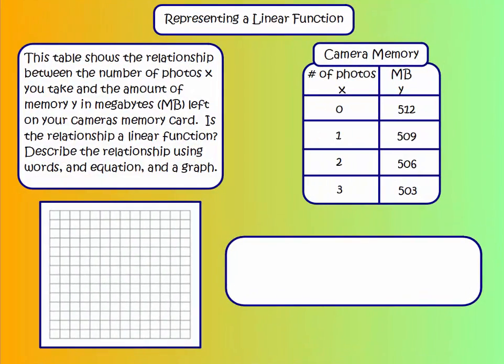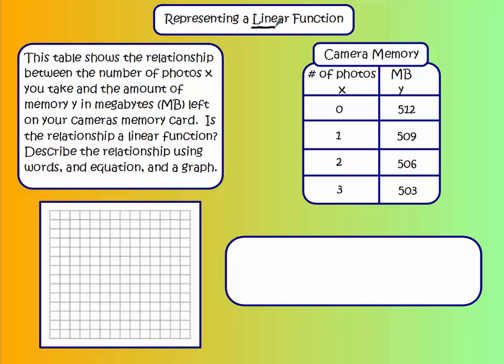Let's look at representing a linear function. Now the word line is in the word linear, and that's really important here. Anything that's linear, the graphic representation of that is going to be a line. So starting off with this table, we've already seen how tables and graphs and mapping diagrams and all these things are all one and the same. They're all just different ways of representing data.